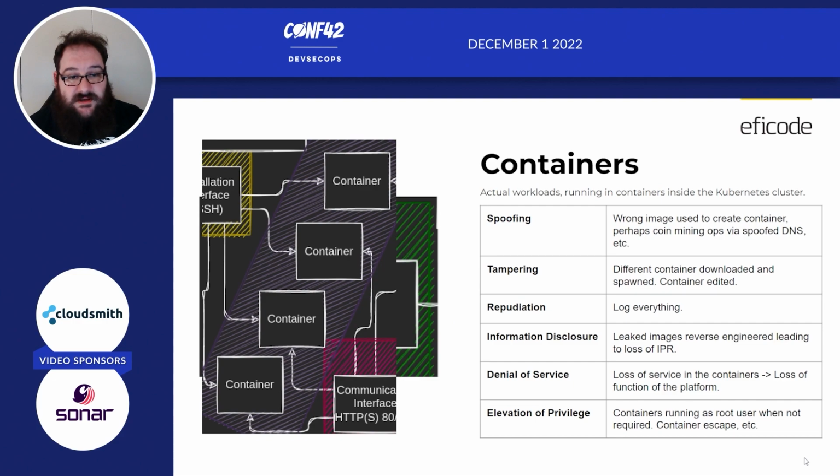The container boundary, where obviously if we install the wrong containers, anything can happen. Could include like a coin miner, basically any kind of malicious container we can think of. Tampering, if we're able to download the wrong images. Information disclosure is again leaked IPR. Denial of service, this is the service, so denial of access to the containers and the services down. And elevation of privileges might look like container escape, something along those lines.